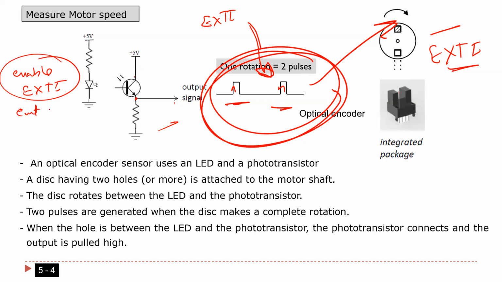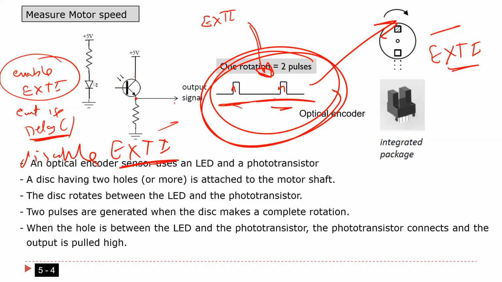I can enable the external interrupt and count for 1 second using delay. This is if you do it in the main program using delay. After 1 second, I'm going to disable the interrupt of EXTI, because I'm going to stop counting. So I enable it for 1 second to count how many pulses we have. After 1 second, I'm going to disable it. After you disable it, now I can divide this number by 2.